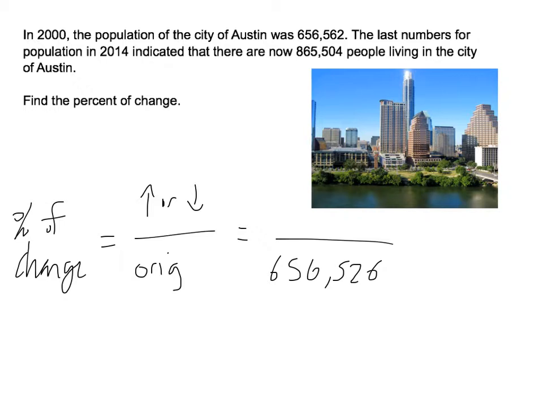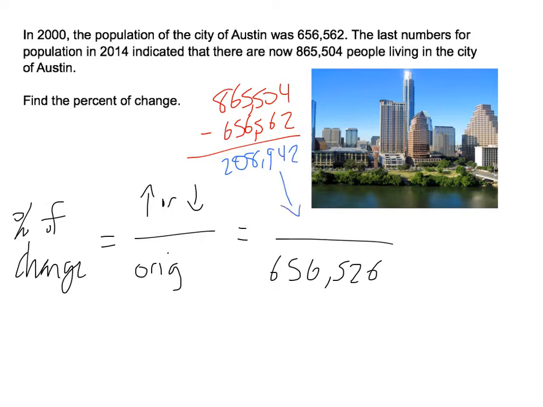So we're going to take 865,504 and subtract 656,562, and you get 208,942. And so that number is going to go right there. So I'll just rewrite it, 208,942.